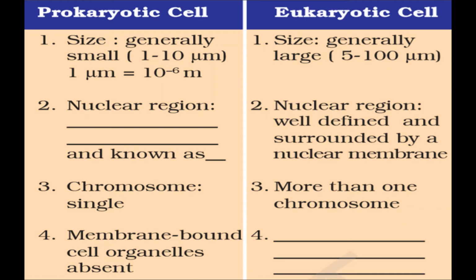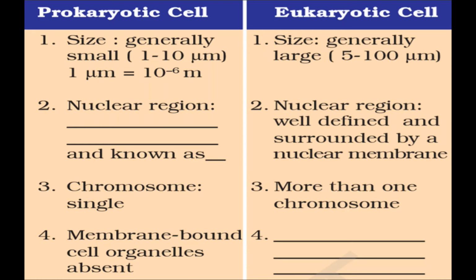Okay. In eukaryotic cells the nuclear region is well defined and surrounded by the nuclear membrane, but in prokaryotic it is not well defined and not surrounded by a double membrane. Number 3, the chromosome is single in prokaryotic, but in eukaryotic there is more than one chromosome. Then fourth, membrane bound cell organelles, like mitochondria, endoplasmic reticulum, lysosome, plastids, vacuole, as I already told you, are not present in prokaryotic cells, but in eukaryotic cells they are present.